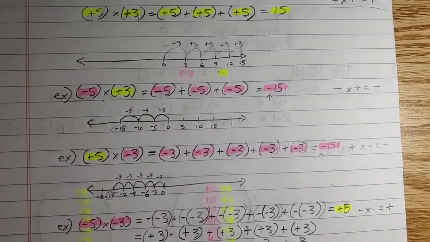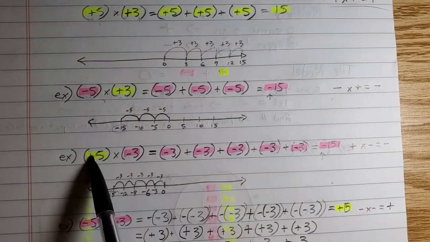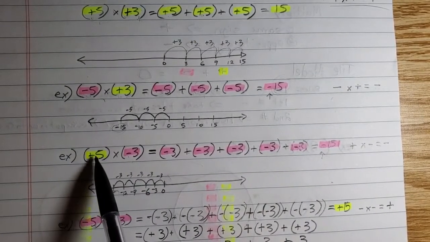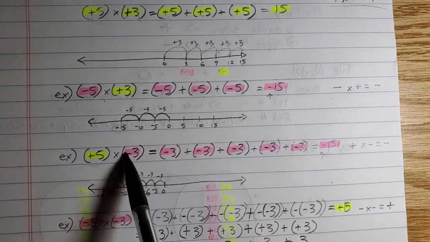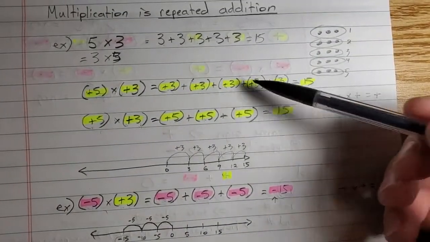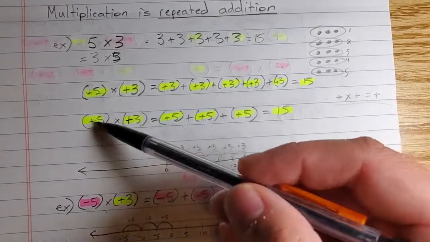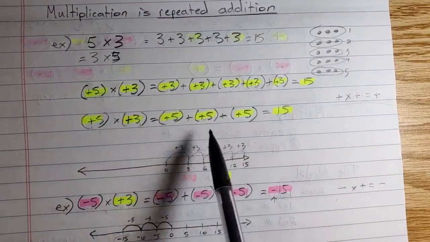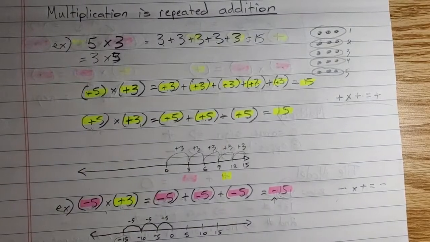What about if we switch the order? Instead, we have our positive number first. Keep that positive, and instead we're going to have negative 3. Remember, you can choose whichever one you're going to add up, the second number or the first number. It doesn't matter. Just make sure it's the number of times of the other one.